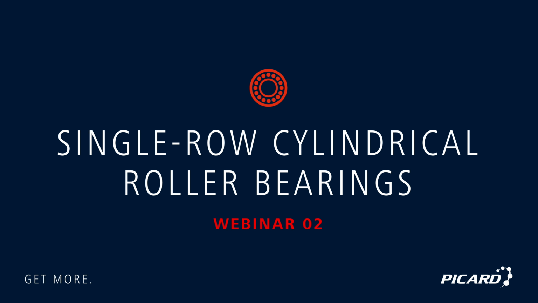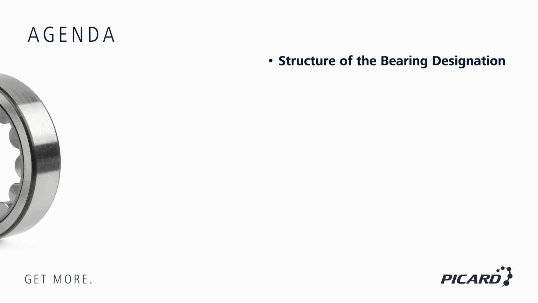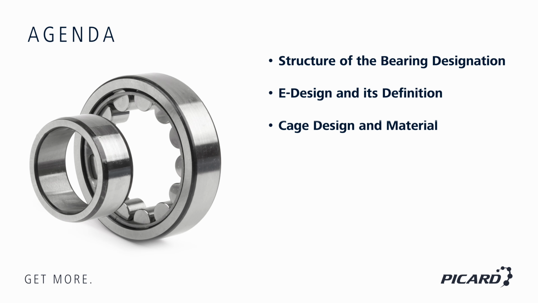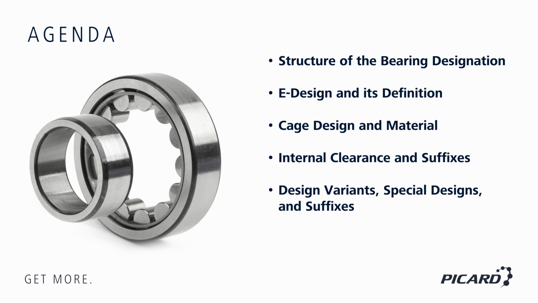In this episode, we will take a closer look at single-row designs and special variants of cylindrical roller bearings. We will begin with the structure of the bearing designation and then take a closer look at the E design. After that, we will discuss cage designs and the different materials used. Next, you will learn about additional design features, from internal clearance to special designs such as retaining grooves. As always, we will finish with a brief preview of the topic of our next webinar.